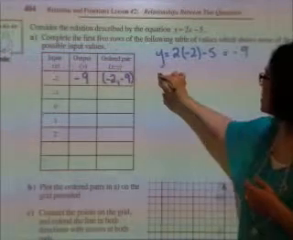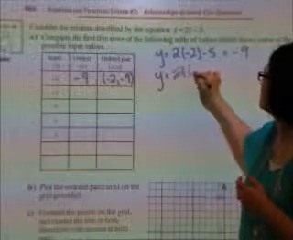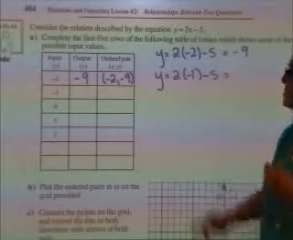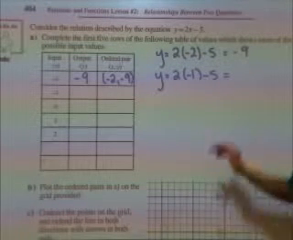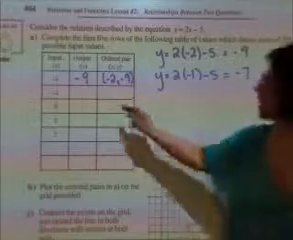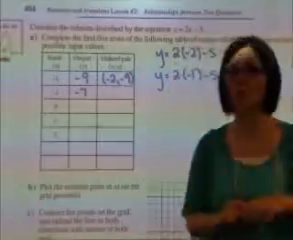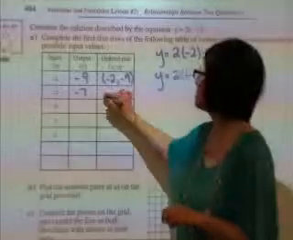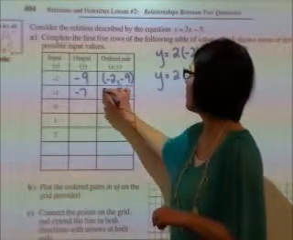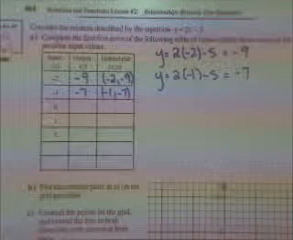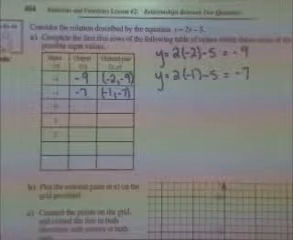So then if I have an input of negative 1, 2 times negative 1, and negative 2 minus 5? So my output is negative 7. What's my ordered pair? Okay. Finish the table of values for the next 3. An input of 0 would give me an output of what? Negative 5.